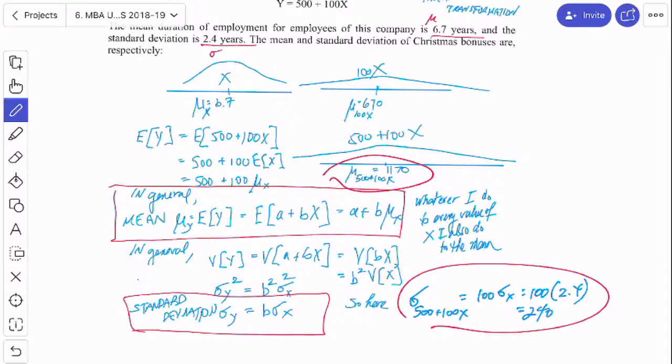So your answers are the new mean, 170, and standard deviation, 240. Those are going to be the mean and standard deviation of the bonuses. Okay, so what I've presented here in the boxes are the formulas that you need.